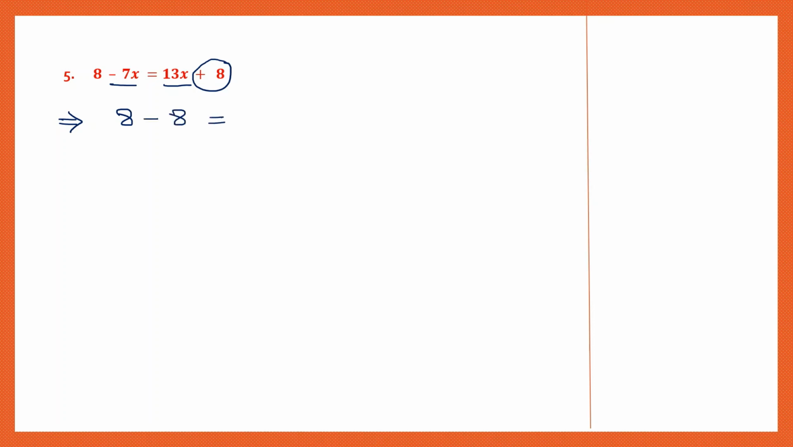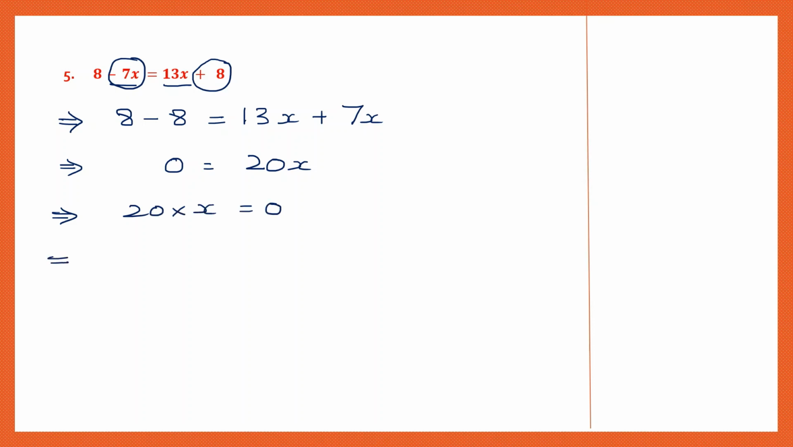Now on the right hand side we already have 13x. Let's transpose minus 7x to the right hand side. It becomes plus 7x. Now 8 minus 8 is 0, and 13x plus 7x, 13 plus 7 is 20. 20x. That means 20 into x is 0.